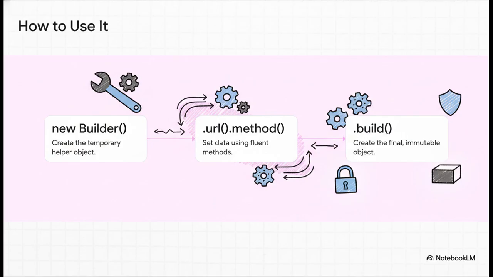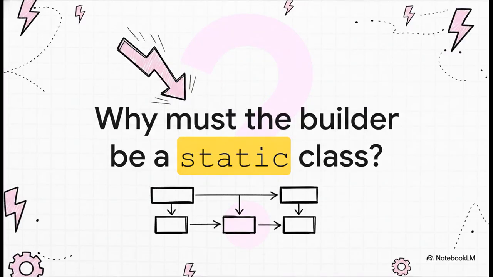And using it just feels natural, right? It almost reads like a sentence. You just create a new builder, you chain together the properties you need, setting one after the other, and then you just call build to get that finished, unchangeable object. So clean. All right, here's a classic interview question for you.